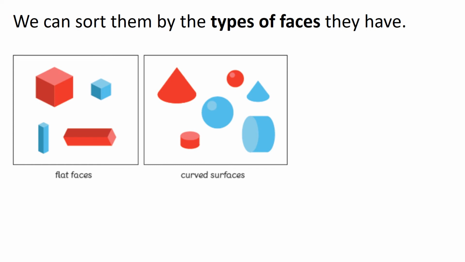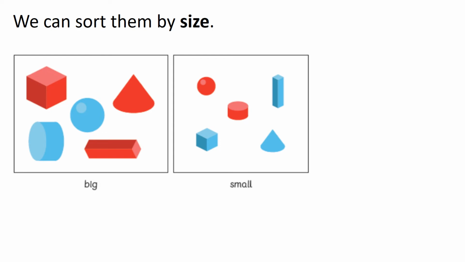We could also sort them by the types of faces that they have. So our cubes and cuboids have flat faces, and our cones, cylinders, and the spheres all have curved faces. And actually, our cylinders have flat and curved faces, don't they? So perhaps we could have had a third group over here for flat and curved faces. Well done if you mentioned that to your partner. And a final way we might sort them is by size. So we could have a group of larger shapes and a group of smaller shapes too.